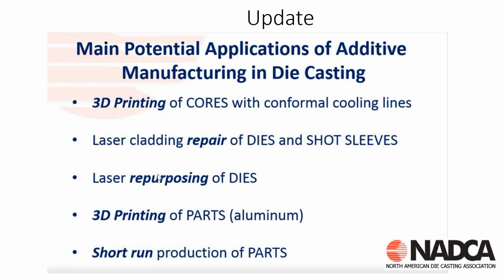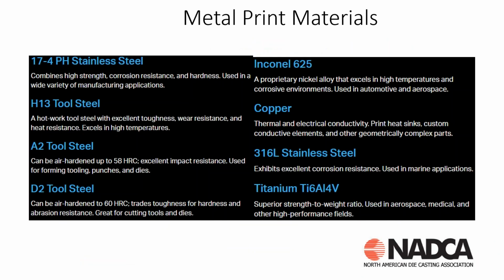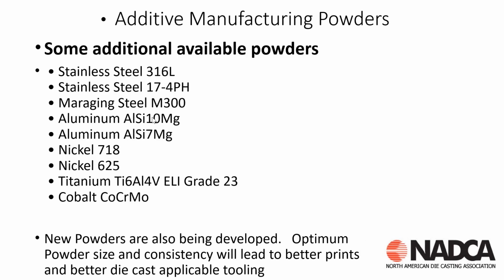So in the same machines, you can use different alloys. We can be using stainless steel, H13, tool steel, A2 or D2, titanium, Inconel, copper. We can once again use the same machine for aluminum, nickel, titanium, cobalt, or maraging steels. So right now, the project that NADCA is doing, we have done H13 and maraging steels for steel inserts. Now new powders are being developed as we speak.